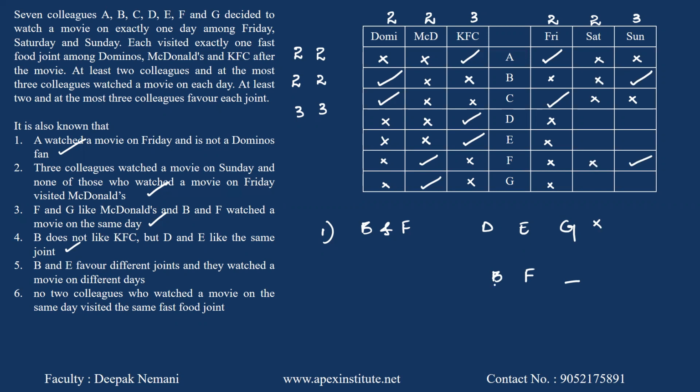Now, who can be the third person along with B and F? Now, B and E cannot watch a movie on the same day. So E has watched a movie on Saturday. Then you also have F and G liking the same joint, so you cannot have G watching a movie on the same day as F. Done. So on Sunday, B, D, and F watched a movie together. And this completes the set. Clear?